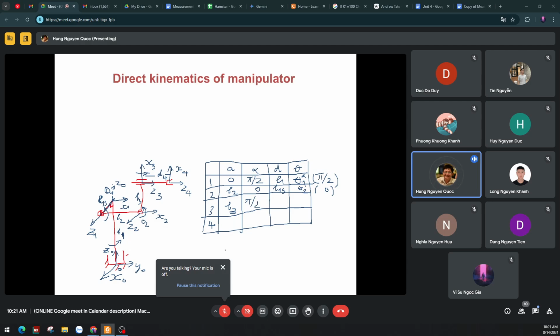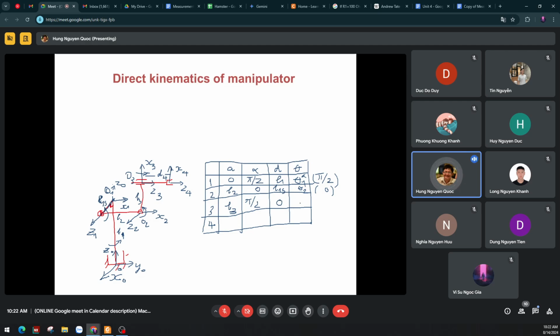All right. D is the distance between O2 and O3. When you project them onto Z2, O2 and O3 are coincident, so it should be 0.